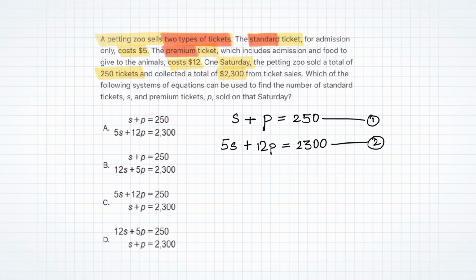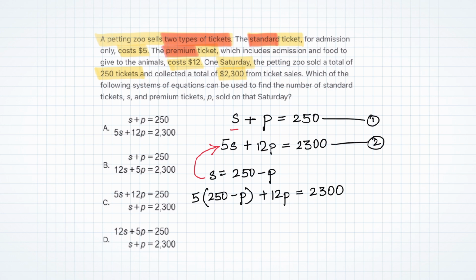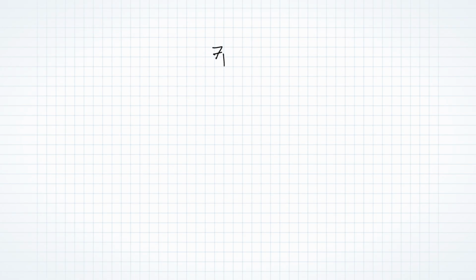Now, from the first equation, let's solve for S. So S equals 250 minus P. Substitute S into the second equation. 5 times the quantity 250 minus P, plus 12P, equals 2,300. That simplifies to 1,250 minus 5P plus 12P equals 2,300. Now combine like terms. That gives us 7P equals 1,050.